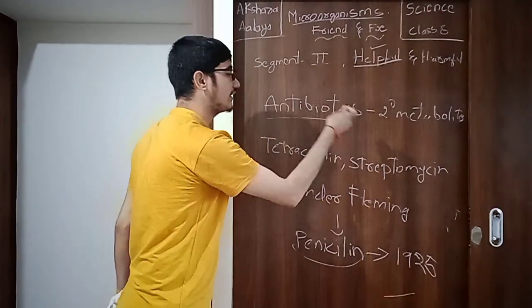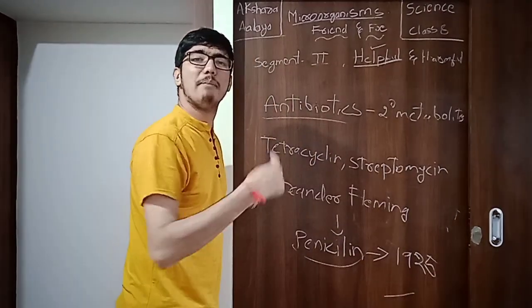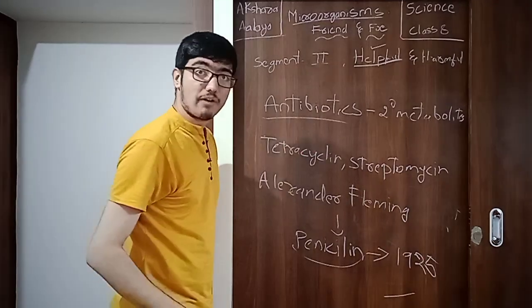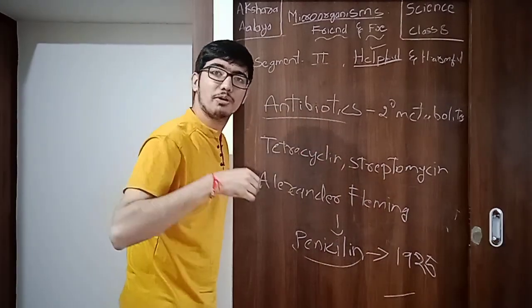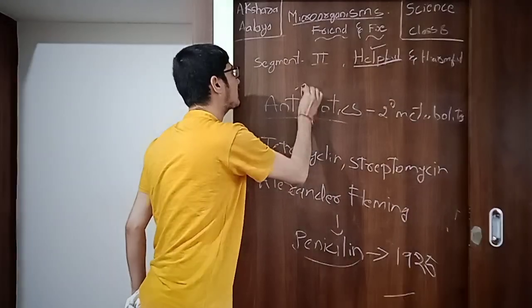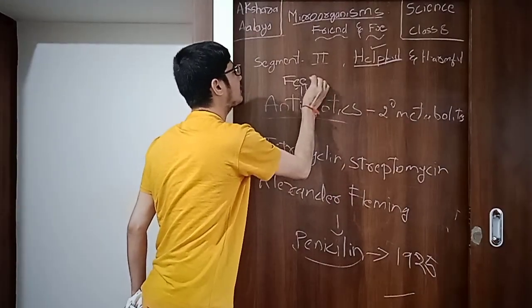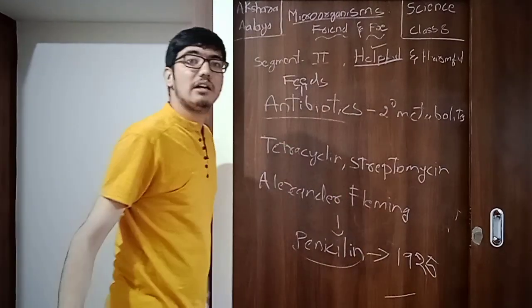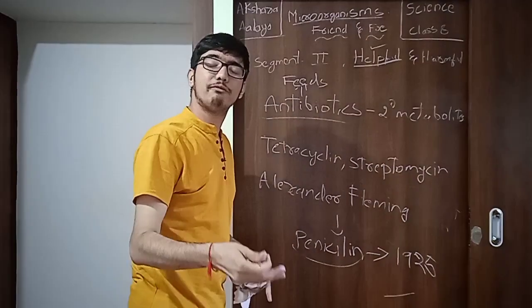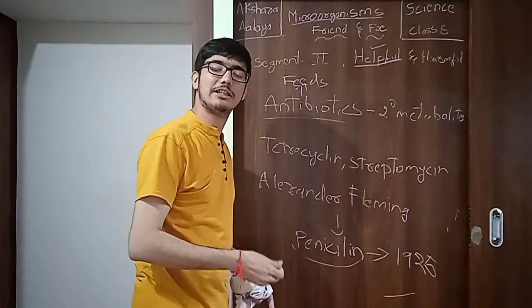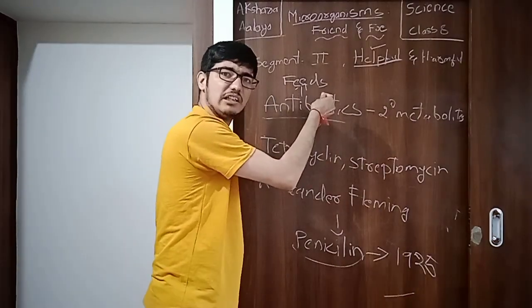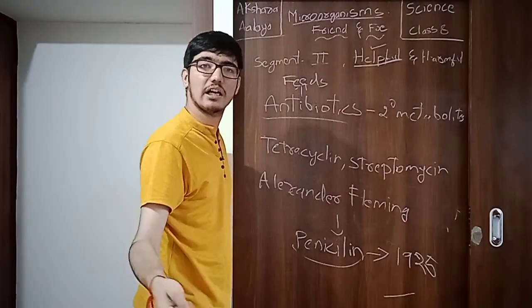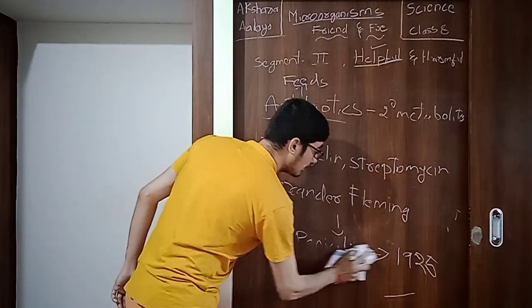Later, tetracycline, streptomycin, erythromycin, and many antibiotics were found and used. These antibiotics are not only used for humans, but they are also mixed with the feeds of animals to protect them from microbial contamination or microbial attack. This is given to cattle, hens and other animal livestock.